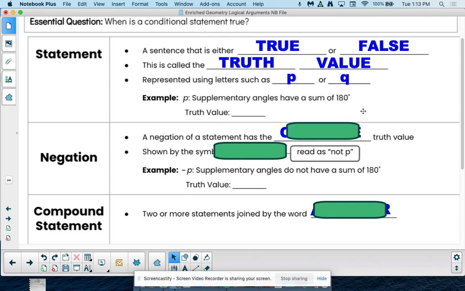So our first example here, you guys see how it says P? So this is representing this statement right there. So P says, supplementary angles add to 180 degrees. Is that true or false? True. Right, you guys see how we could decide if that was true or false? So true. You're going to put a T there for its truth value, because it's true.